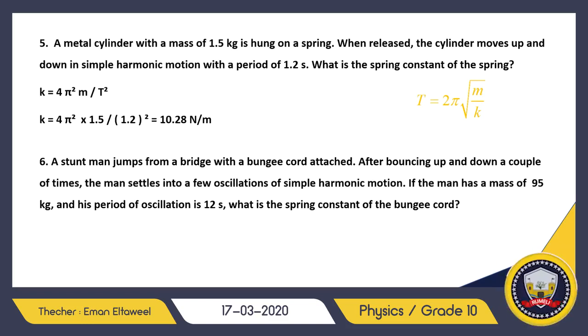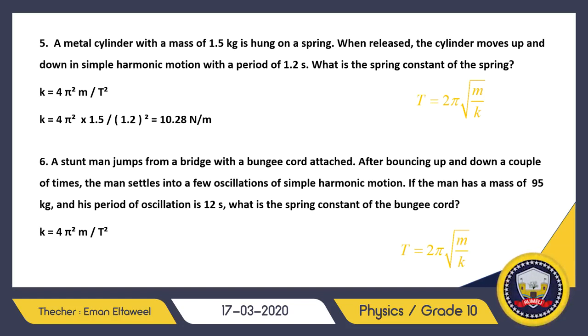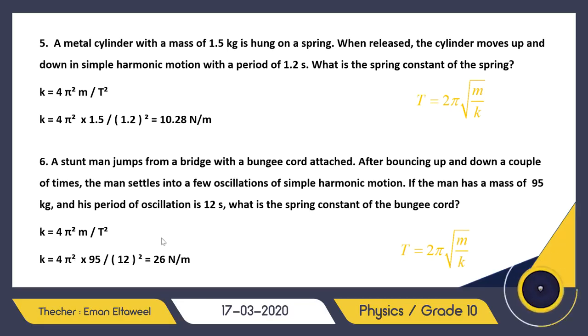Again, since we are talking about the mass and period, and you are gonna calculate the spring constant, you are gonna use the same formula, K equals 4 pi power 2 m over T power 2, the same one. And again, by direct substitution, 4 pi power 2 multiply 95, the mass, divided by 12, which refers to the period, power 2, equals 26 Newton per meter.